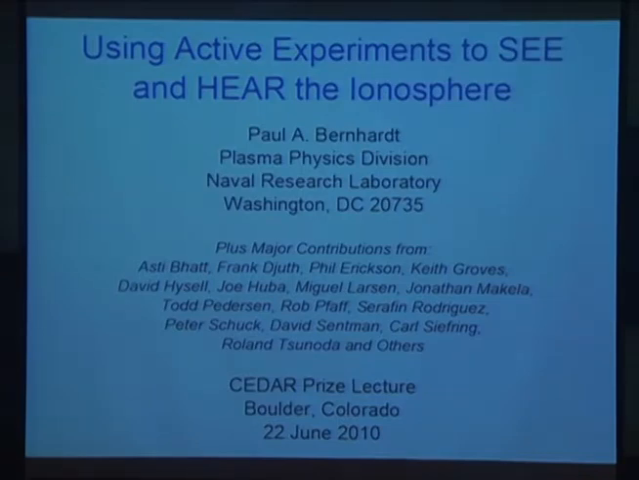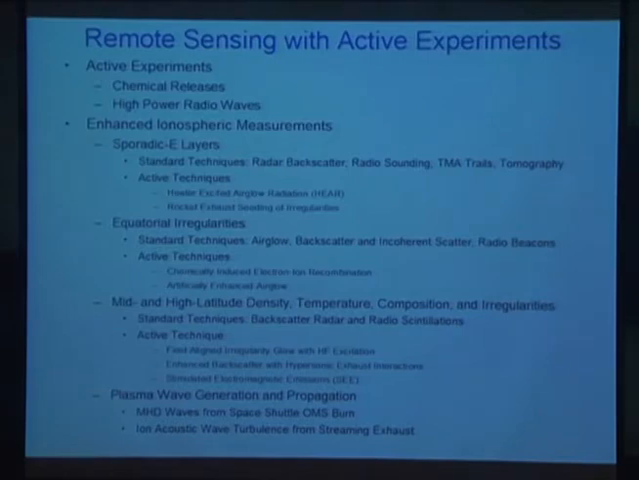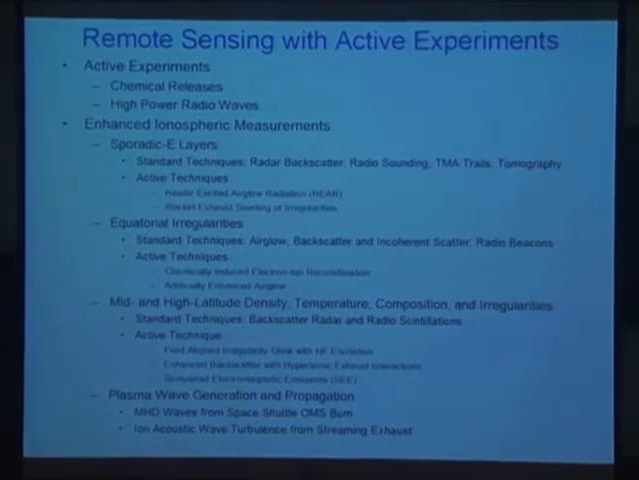Next slide, please. Okay, so what are we talking about? Active or remote sensing with active experiments. The active experiments include chemical releases and high-power radio waves. We enhance ionospheric measurements. For instance, with sporadic E layers, people scatter radar, do radio sounding, launch TMA trails and measure the winds in the region, do tomography.